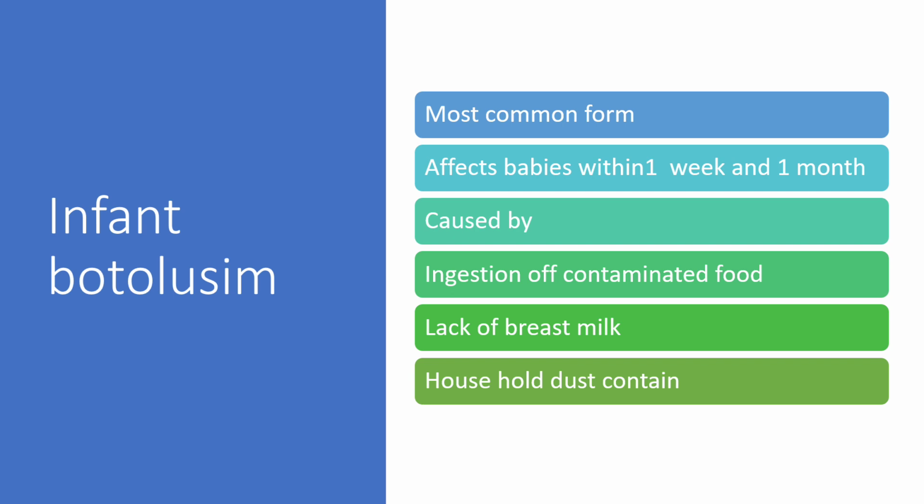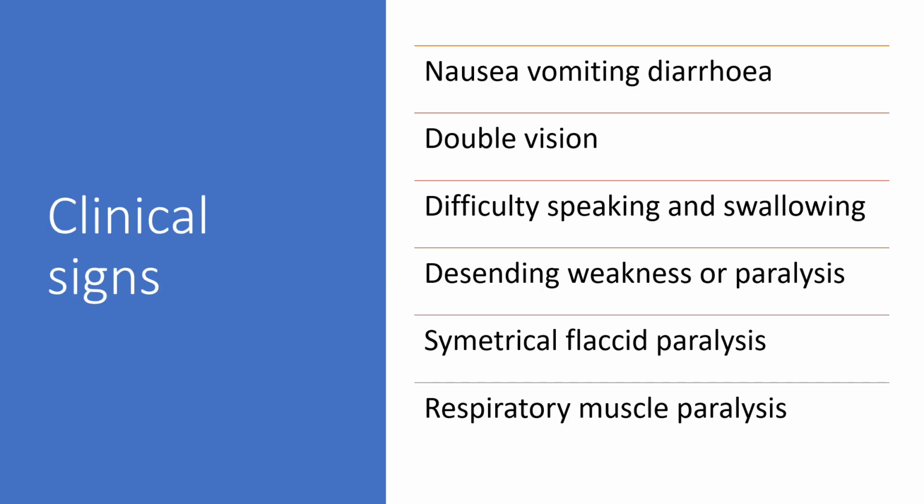Now, infant botulism is the most common form, as I discussed earlier, and it affects babies between 1 week and 1 month. It is caused by ingestion of contaminated food, lack of breast milk, and household dust. Now, clinical signs: nausea, vomiting, diarrhea, difficulty in speaking and swallowing. Why does this happen? Because the muscles get paralyzed. So, descending weakness or paralysis, symmetrical flaccid paralysis, and respiratory muscle paralysis.